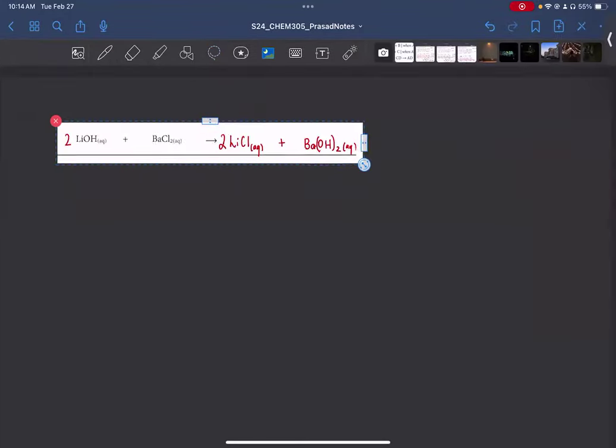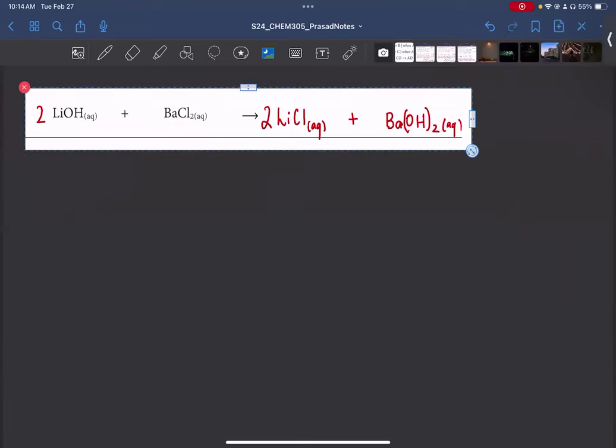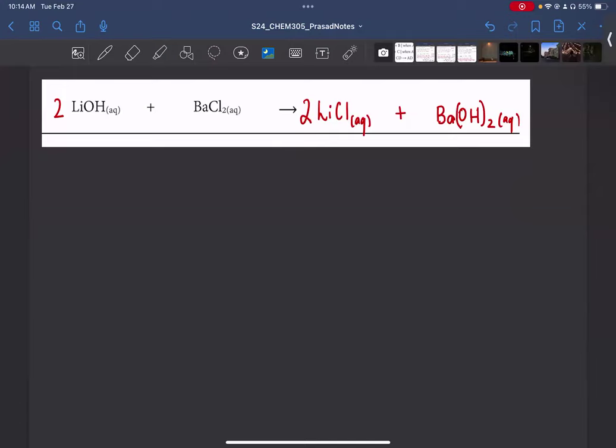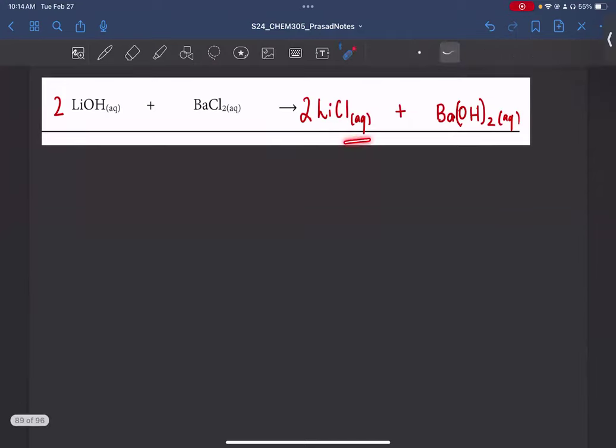Yep, there it is. All right, so all I've done is collect the equation we did earlier. We are going to generate the net ionic equation for this reaction. It is already balanced. It has all of the state symbols correct. So we're just going to go straight into it.